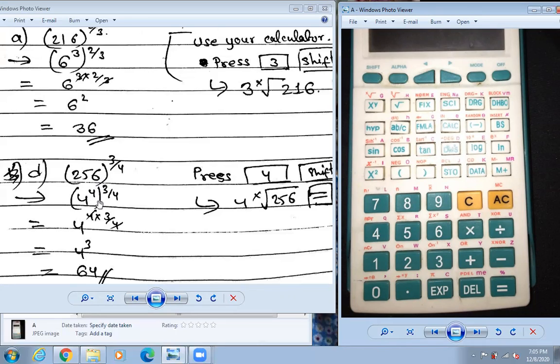Now remove the bracket. When you remove the bracket, it becomes 4 into 3 power 3 by 4. So 4 and 4 will be cancelled, and only 4 power 3 remains.